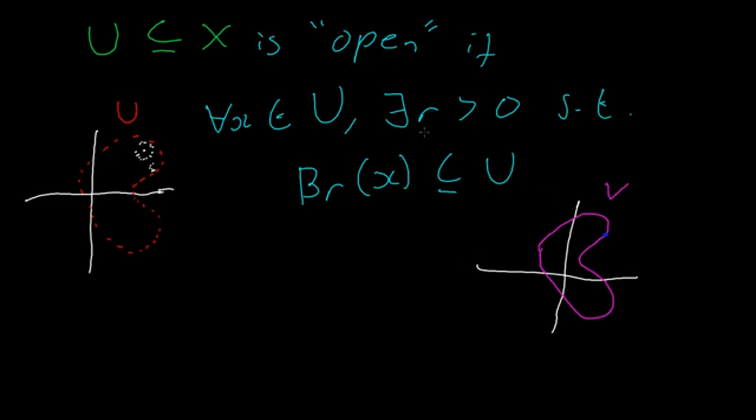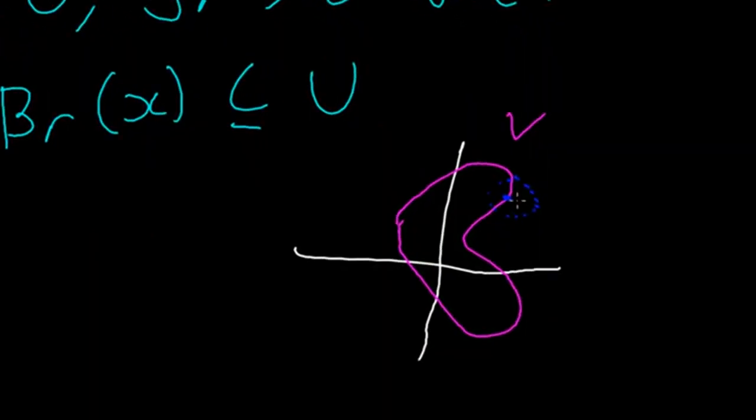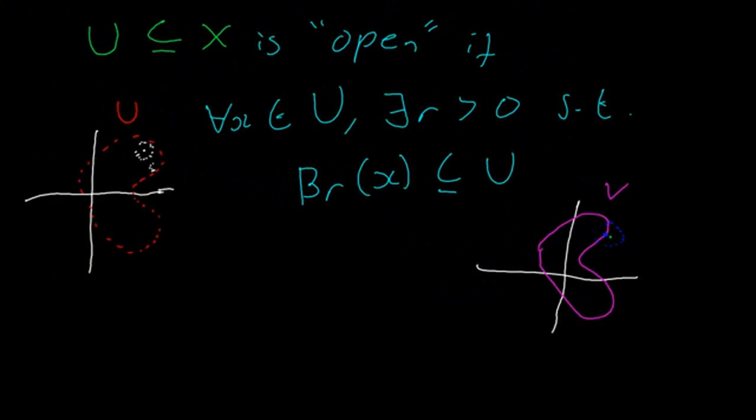And so any ball of radius r you make around this point is going to contain something outside the set. Remember, this can be really tiny, but no matter how small you make it, it's always going to contain something that's outside of the set, because this point lies on the boundary and you can't have an open ball of 0 radius. So this is not open.